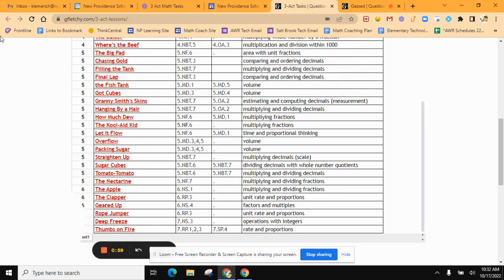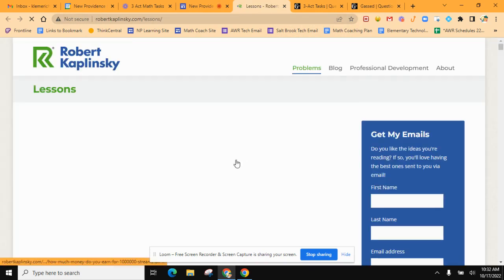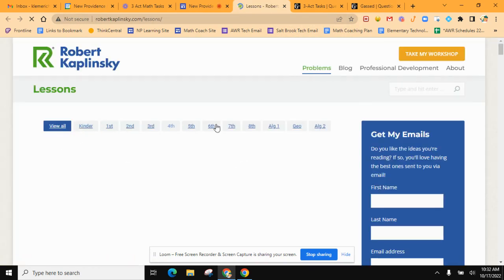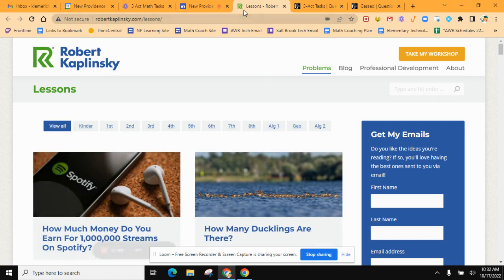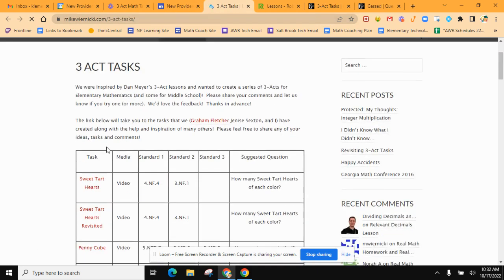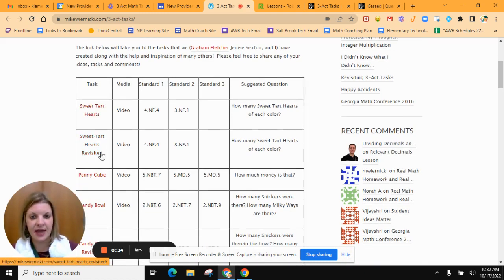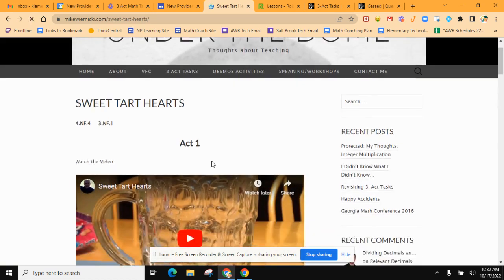These are Graham Fletcher's, but you can see Robert Kaplinski has a whole set. I like the way that these are all organized. Here are the grade levels across the top. You can take a look at Mike Wernicke's. Again, he has them all organized by standard here, and then the suggested question. Any questions kids ask are great, so just encourage good wonderings and noticings.